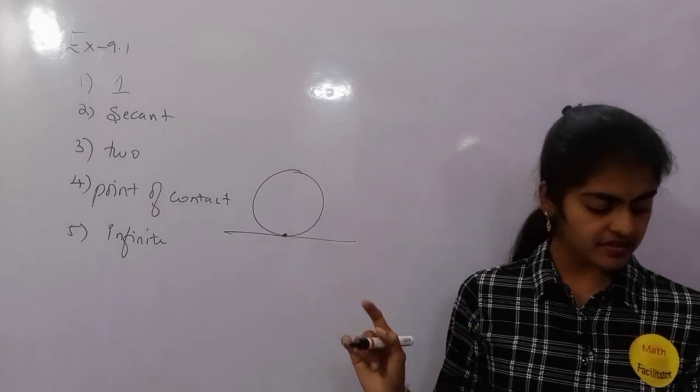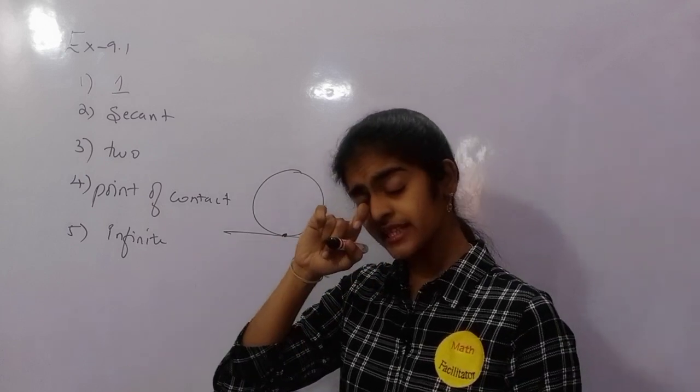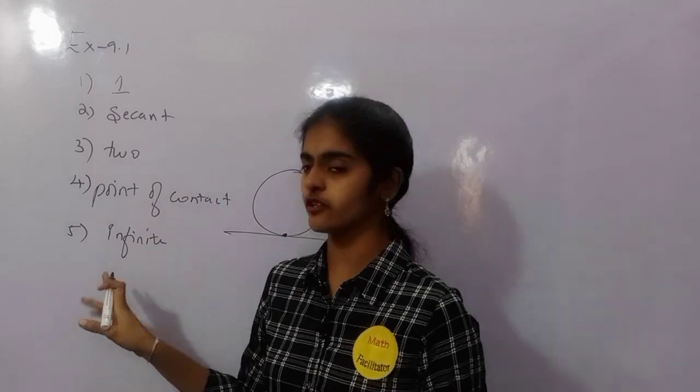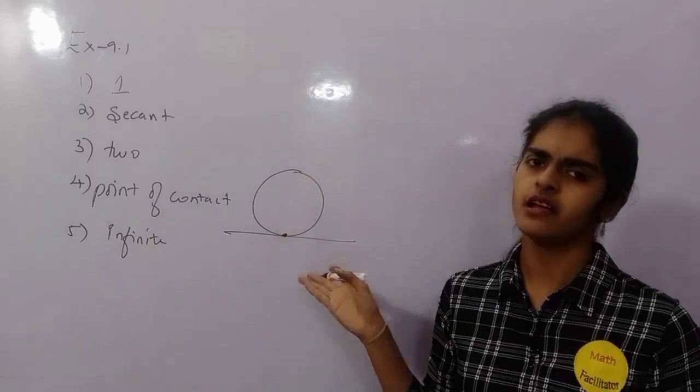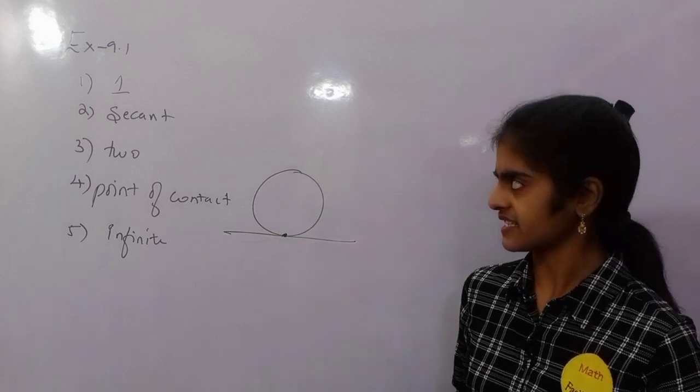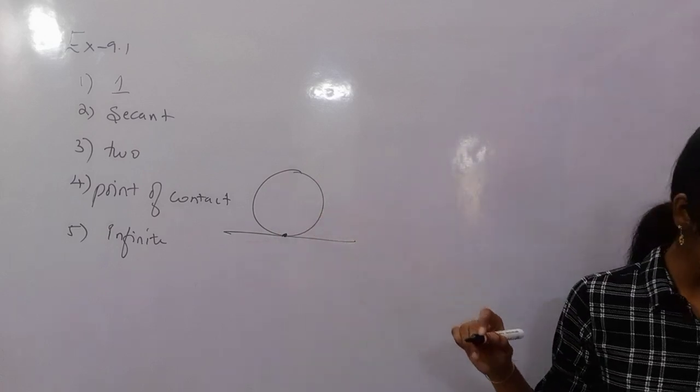But if the question is how many tangents can we draw to a given circle, we can draw infinite, because there are infinite points. From infinite points you can draw infinite tangents. Clear? So let's proceed now.